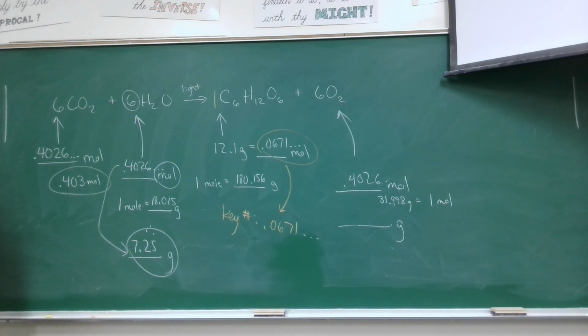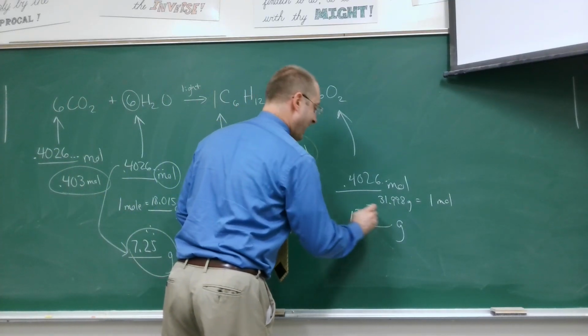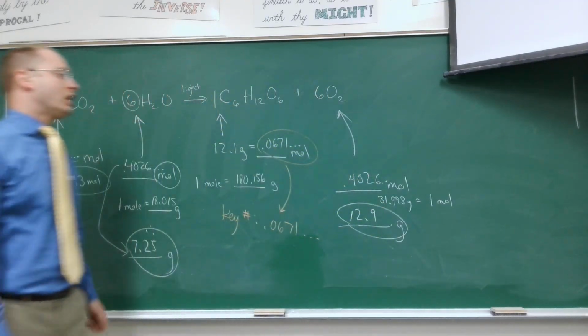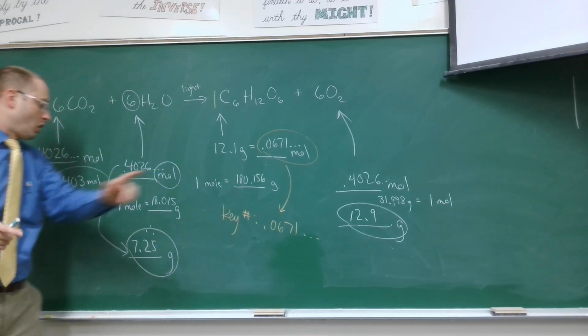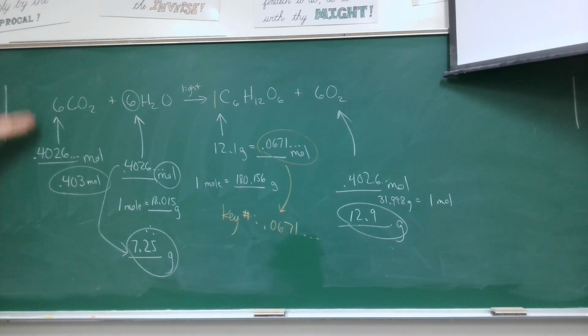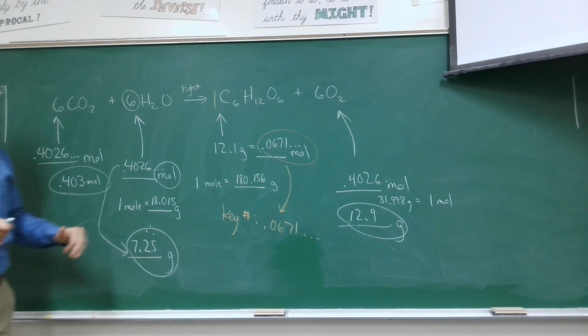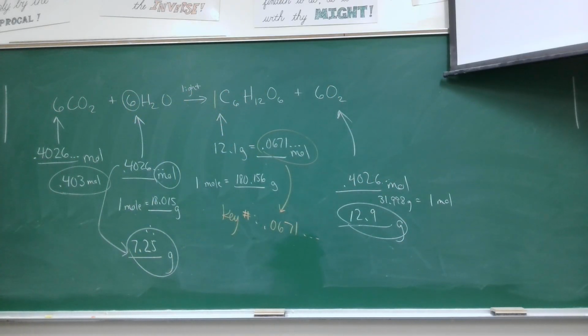How many grams is that going to be? 12.88, rounded to 12.9 if we round to 3 sig figs. So to get 12.1 grams of glucose, we need 7.25 grams of water. We didn't ever find grams for CO2, it just asked about moles. We need 0.403 moles of CO2. We're also going to get 12.9 grams of oxygen produced by it.